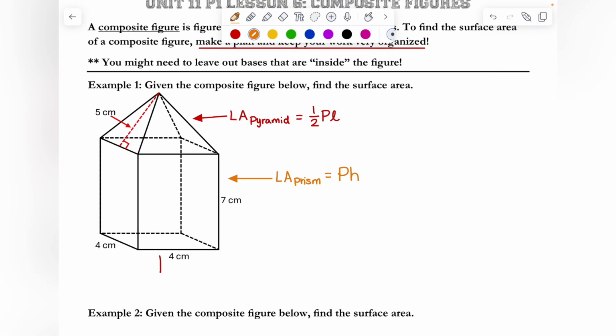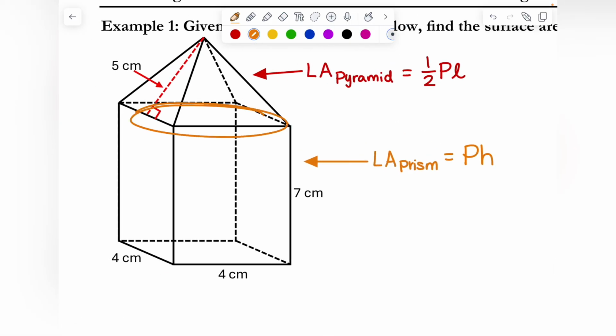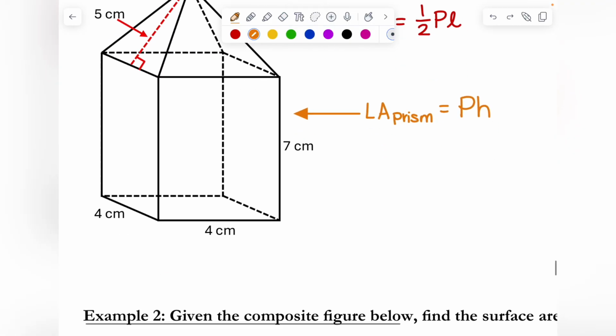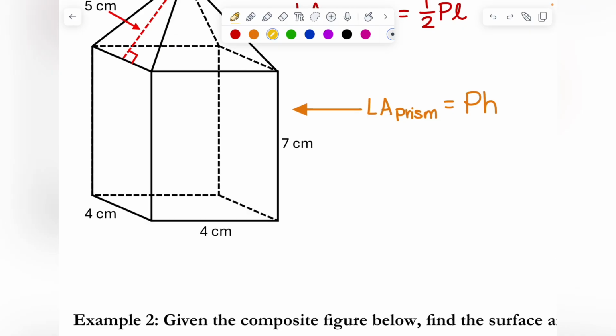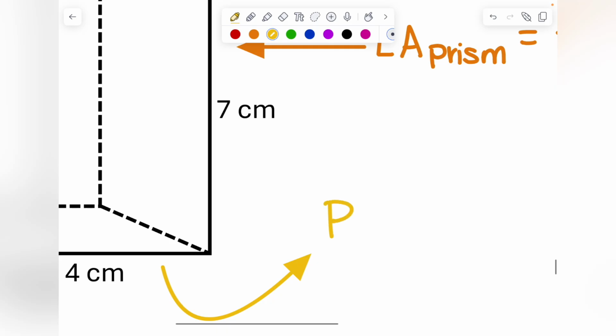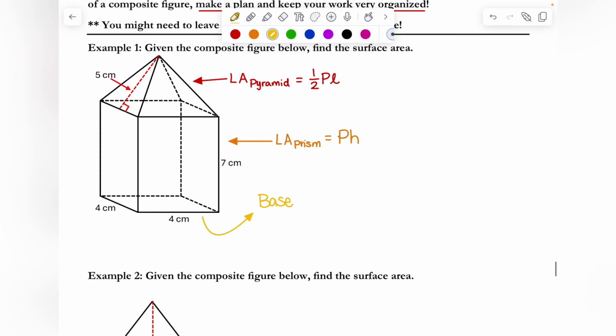But then be careful, because we do need to include one base. The top of the prism is inside the figure, but the bottom of the prism, this base, is on the surface. So we need to include one base. So that's my plan: the lateral area of the pyramid, the lateral area of the prism, and the base.